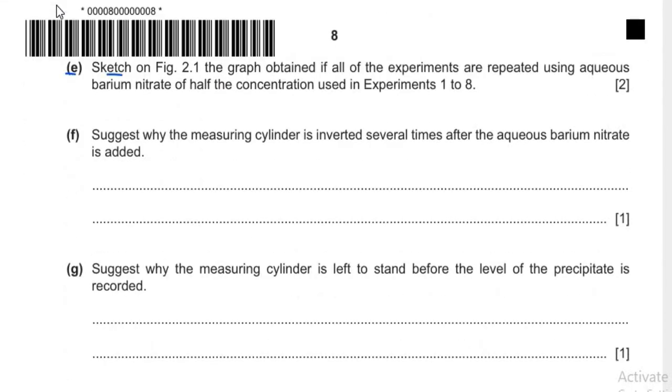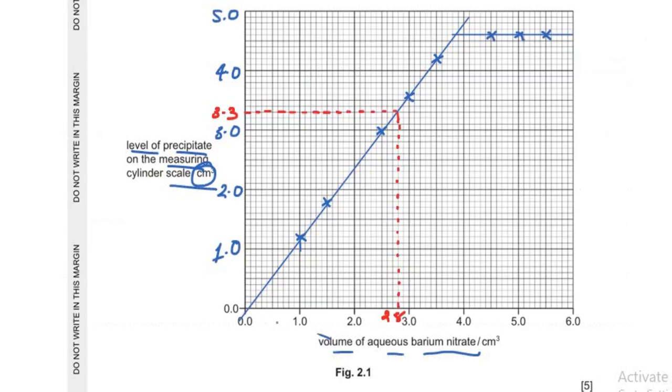Here is E. Sketch on figure 2.1 the graph obtained if all the experiments were repeated using aqueous barium nitrate of half the concentration used in experiments 1 to 8. Now here it says sketch the graph again if all the experiments are repeated using half the concentration of barium nitrate. So if half the concentration is used, half the level of the precipitates will be seen. So here if we have 1.2, we will get a point at 0.6, which I am drawing here.